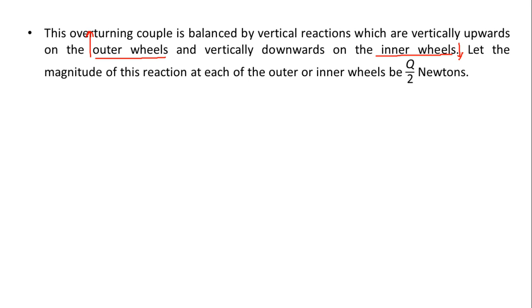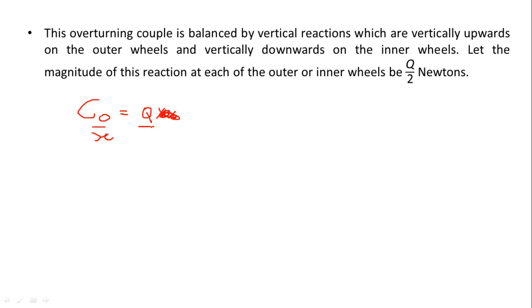So this centrifugal force, let the magnitude of this reaction on each outer wheel or inner wheel be equal to Q by 2. So Q is the centrifugal reaction, the total reaction. The overturning couple is equal to Q into x. So therefore Q equals C by x, and Q by 2 equals Y by 2.